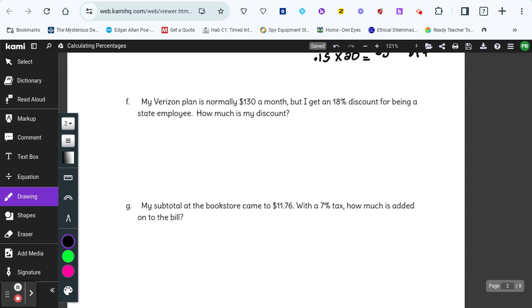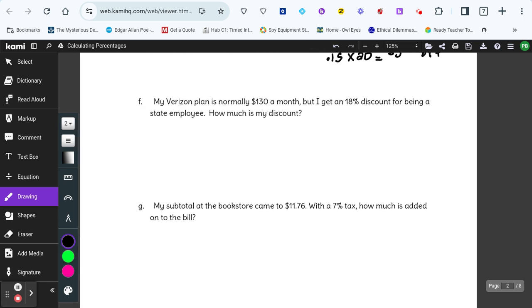All right, my Verizon plan is normally $130 a month, but I get an 18% discount just for being a state employee, like a teacher. So how much is my discount on my bill? So I get 18% off of that $130 bill. So that's going to be 0.18 times 130. Let's see how much they take off of my bill. So we're going to get 0.18 times 130.